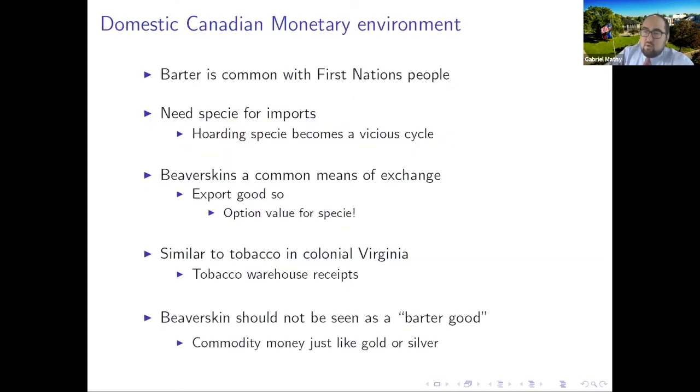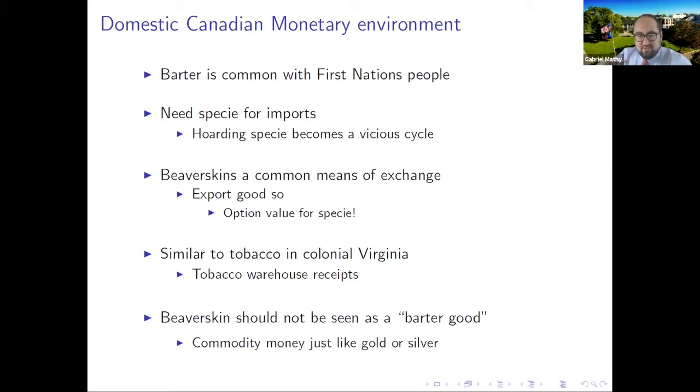All right, so what's the domestic Canadian monetary environment going to look like? Barter is going to be common with the First Nations people, but you're going to need specie for imports. So they don't really care about the European coins, but if you want to buy imports, you've got to have specie because the French merchants are going to want specie. They're not going to want other types of money. And so beaver skin is going to develop as a common means of exchange because it's an export good.